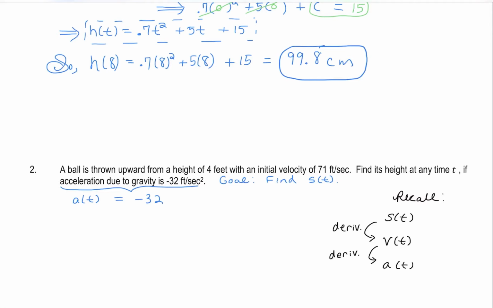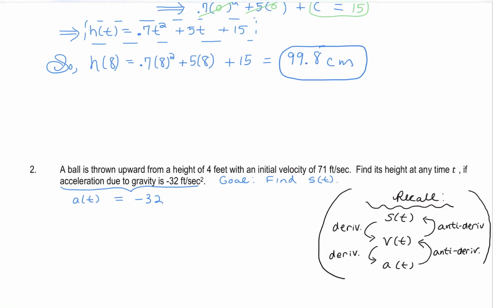Now we're going to have the ability to go into reverse here. So now if we have any of these functions, we can move in between them by taking antiderivatives. If I am at the acceleration, I can take the antiderivative to get back to velocity, and its antiderivative to get back to position. All right, so let's get back to the specifics of this problem.